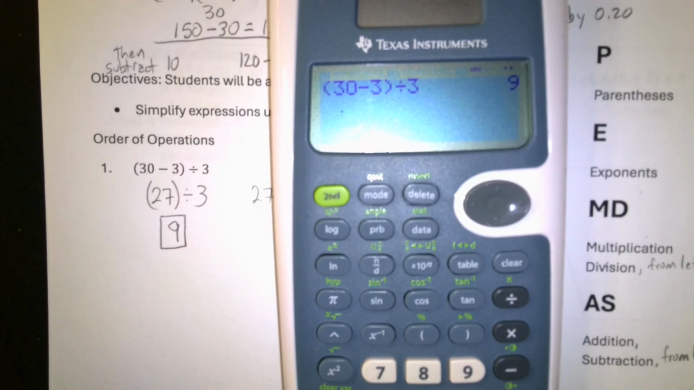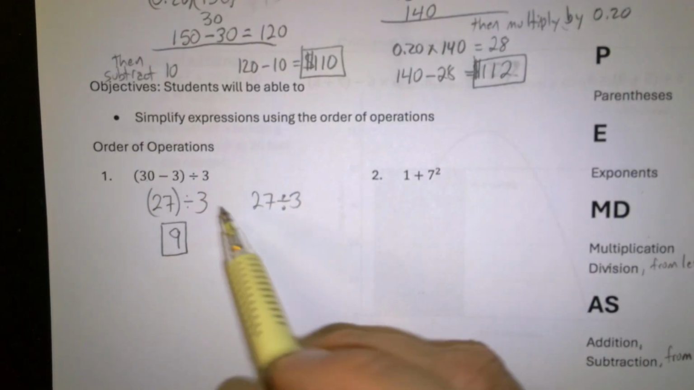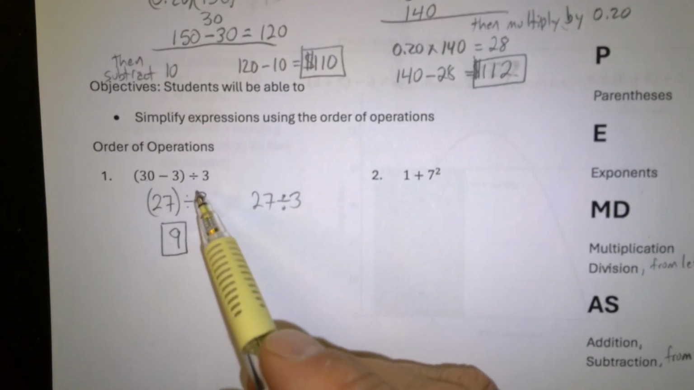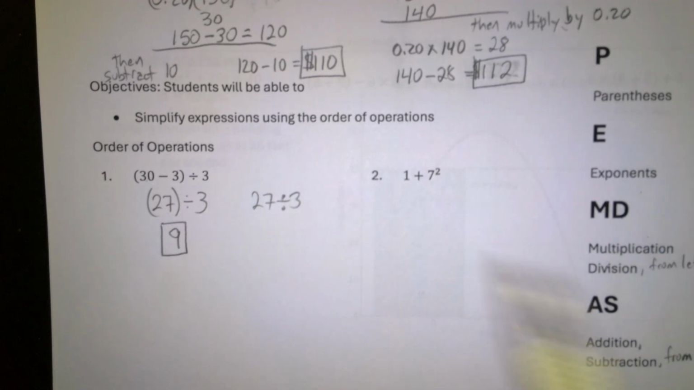So when you have quizzes on this, and you will have quizzes, you want to make sure and check each problem, get the answer, and verify that you did it correctly. We'll go to the next problem.